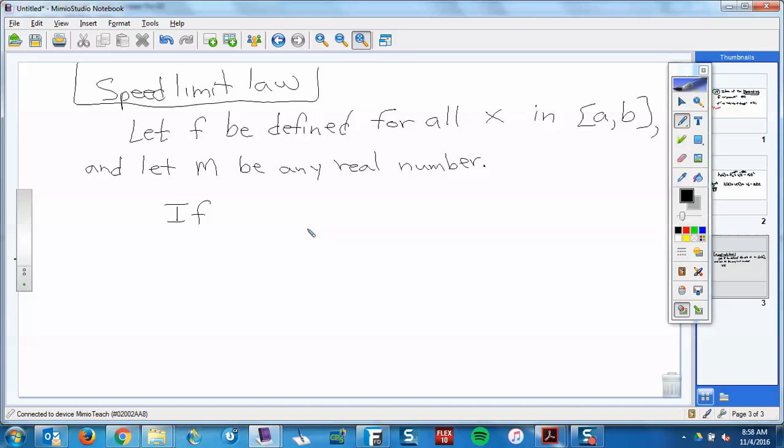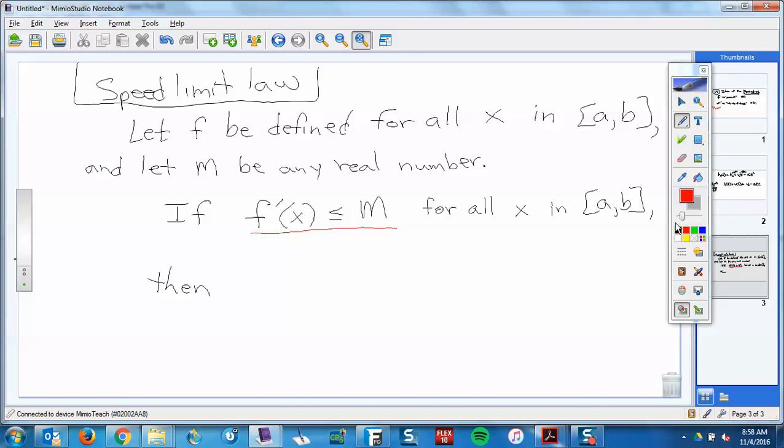That stuff there. Okay, here's the real nuts and bolts of this. If f prime of x is less than or equal to M for all x in [a, b], then, underline that in red, f of b minus f of a is less than or equal to M times b minus a.